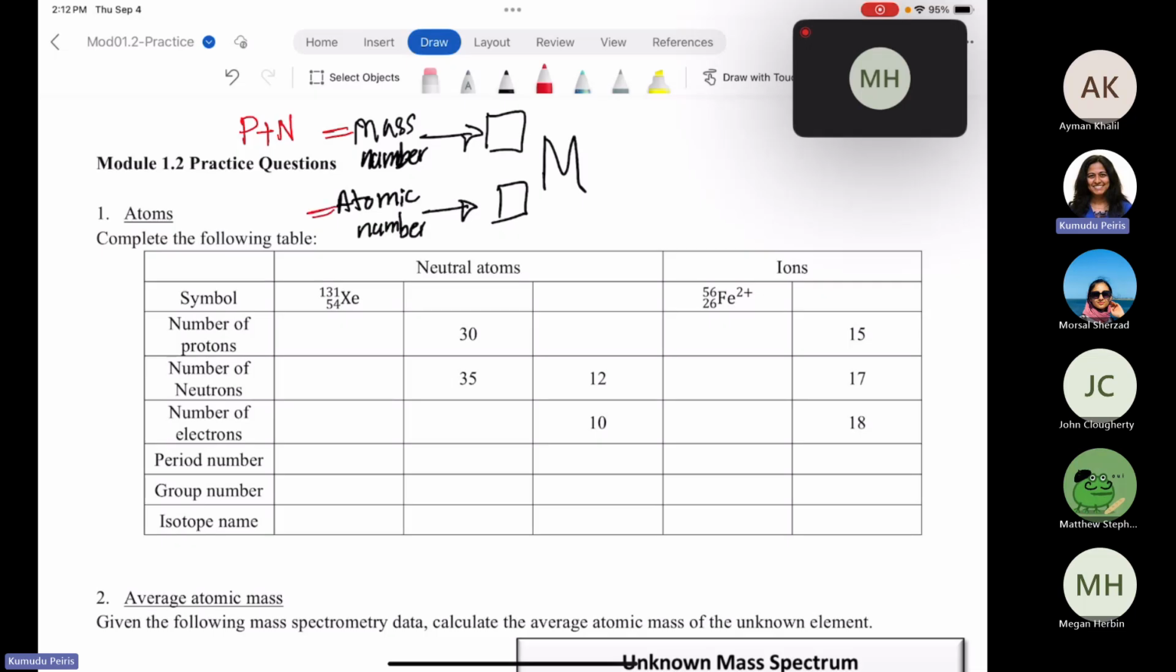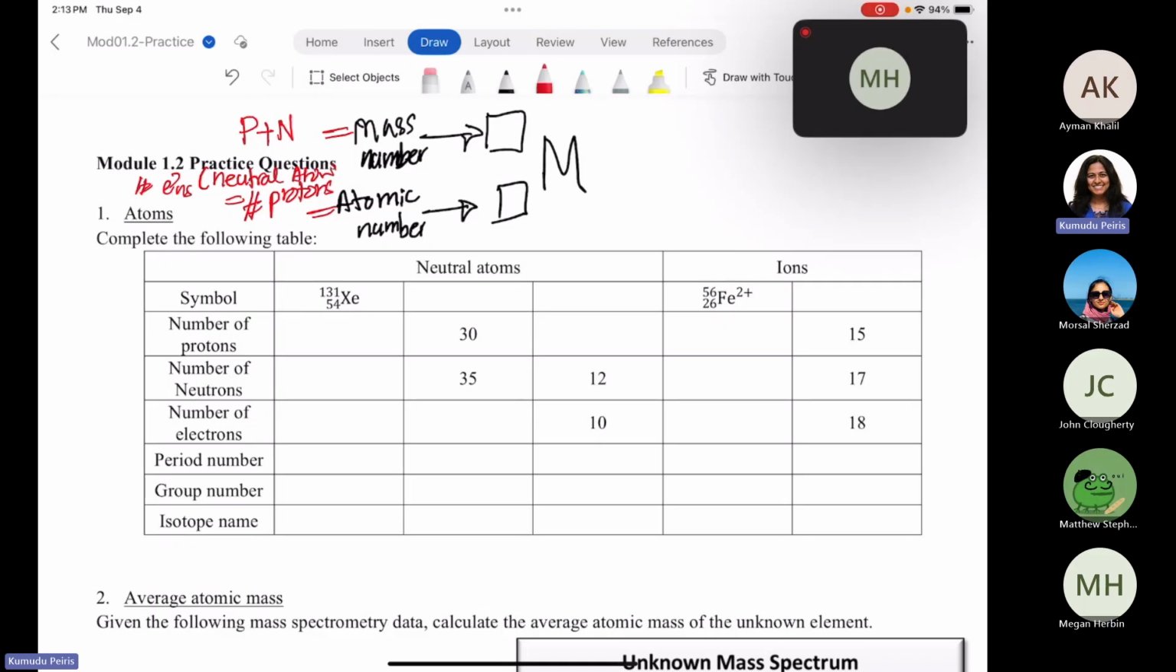The atomic number in a neutral atom equals the number of protons. So in a neutral atom, the number of protons will be equal to the number of electrons. Why? Because I cannot generalize it always. So number of protons equals the number of electrons?